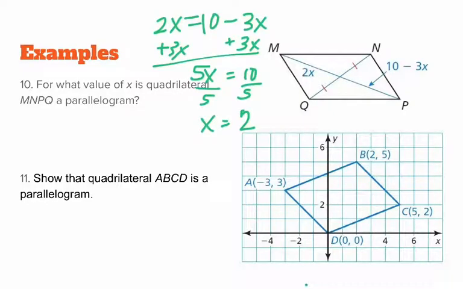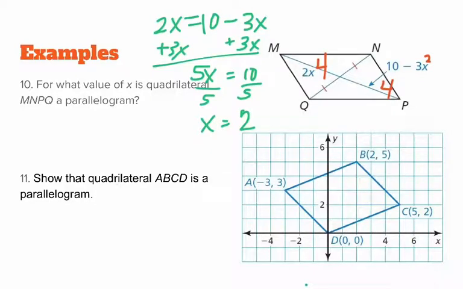All right, so doing our algebra, setting them equal to one another, we solve and we get that x is 2. Now we can double check ourselves by substituting that back in. 2 times 2 is 4. 10 minus 3 times 2, well 3 times 2 is 6. 10 minus 6 is also 4. Therefore our diagonals are congruent, so that makes it a parallelogram.